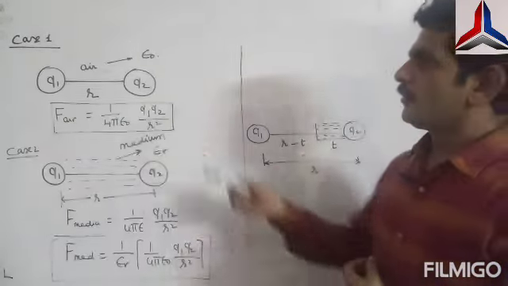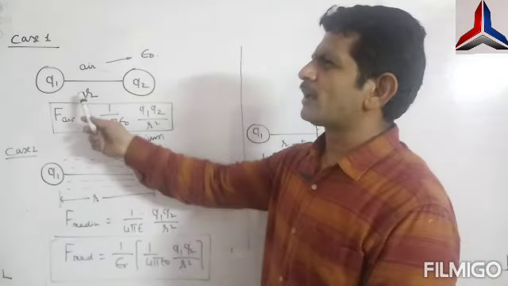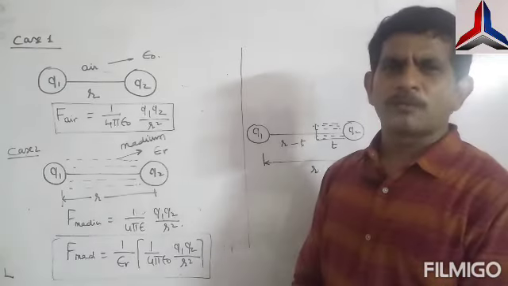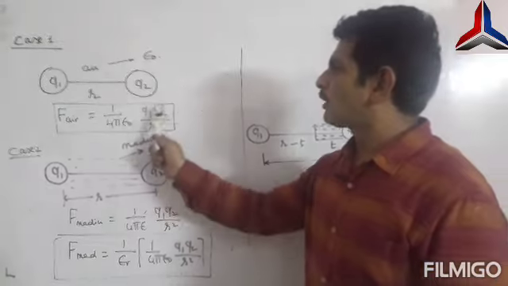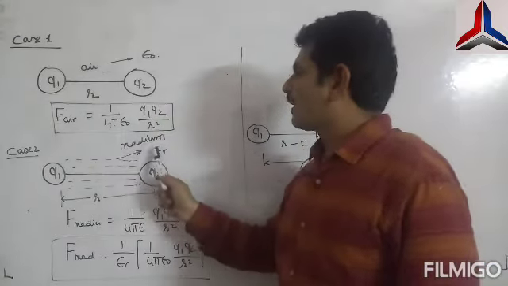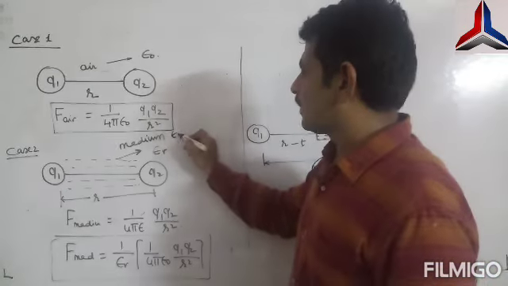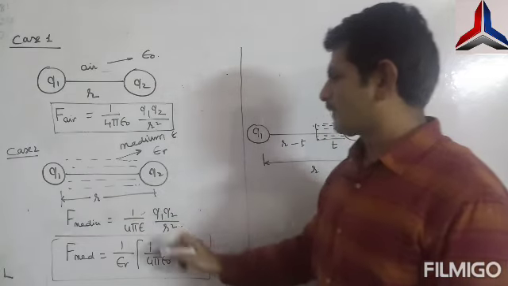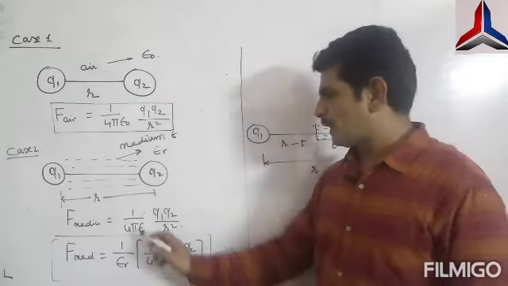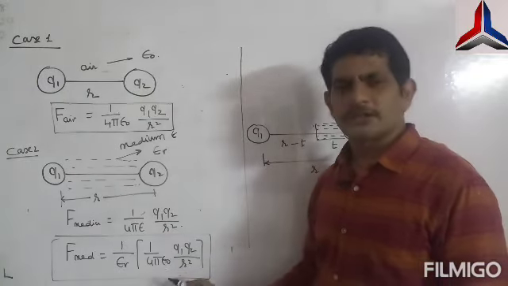So let us see, if these two charges are separated in air, the force between them can be taken as F_air equals 1 by 4 pi epsilon naught Q1 Q2 by r square, already you know. If the gap is filled with a medium whose relative permittivity is epsilon r and permittivity is epsilon, then you can take F medium equals 1 by 4 pi epsilon Q1 Q2 by r square. If you want to replace this one, you can write like this, relative permittivity and permittivity of free space.